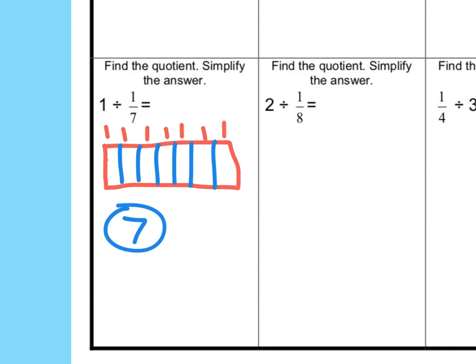There's also an easier strategy. You can also do keep the 1, change your division into a multiplication, and flip the 1/7 to make it 7 over 1, and then that's why you get 7. Because when you divide something by 1/7, it's the same thing as multiplying by 7.